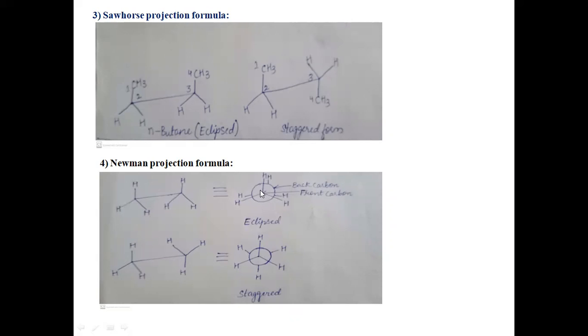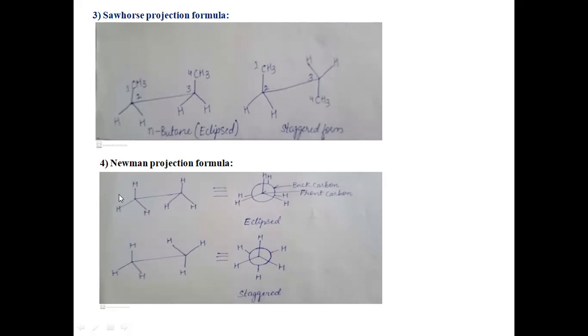Using the Sawhorse projection formula, we will write the Newman projection formula. You observe the molecule in the Newman projection along the carbon-carbon bond. You have to imagine that you are observing the molecule from the front side. The carbon atom nearer to the observer is known as the front carbon. First you have to remember the front and back carbon atoms in the Sawhorse projection formula.